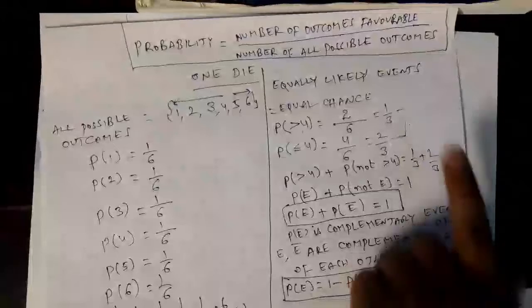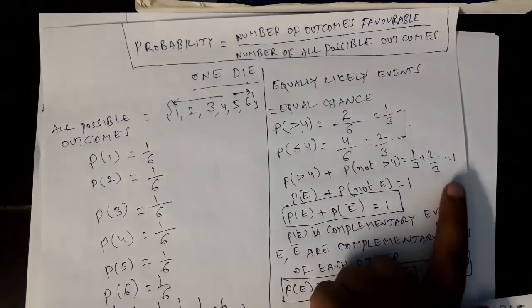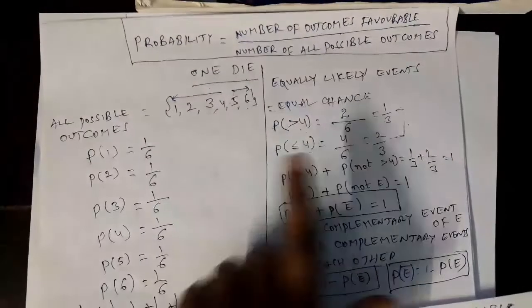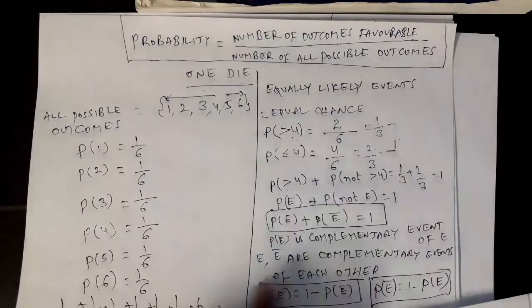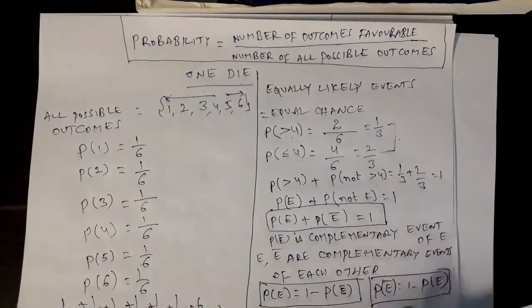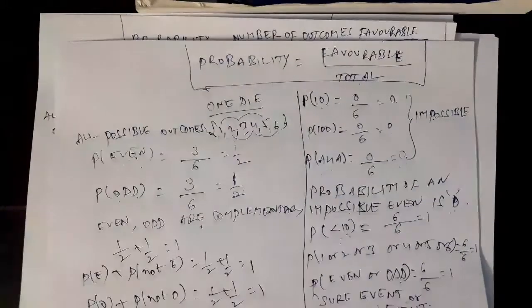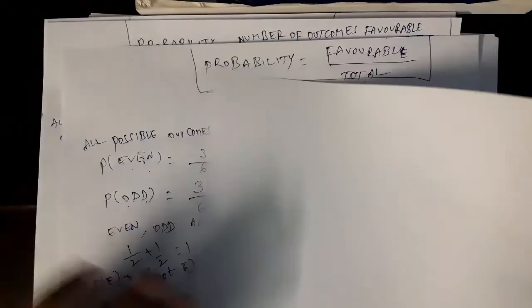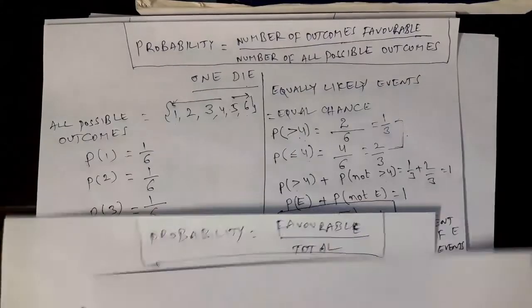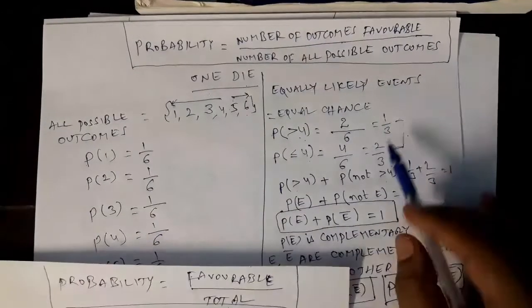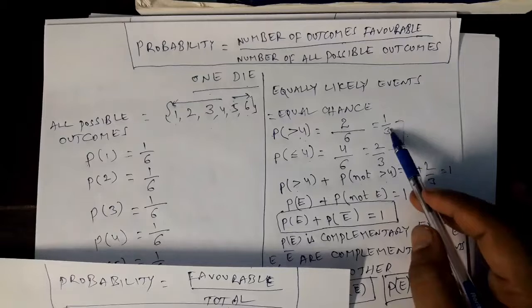In this case, 1 by 3. This is 2 by 3. Whatever may be the event, you are getting probabilities like this: 1 by 6, 1 by 3, 1, 1, 1. Here in this case, of course, 0, 0. In all the cases, you have observed that probability can be a fraction like this, numerator by denominator, right?